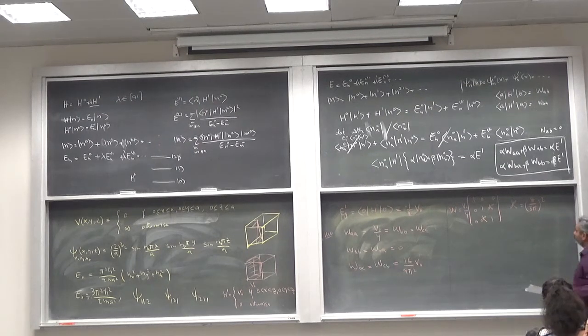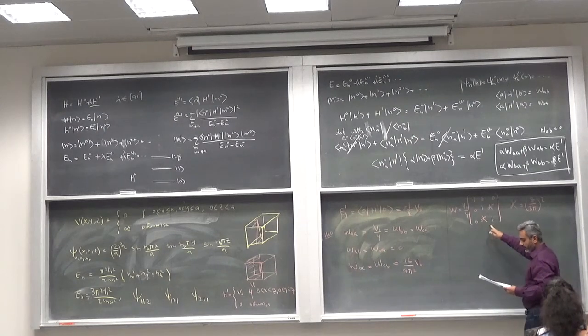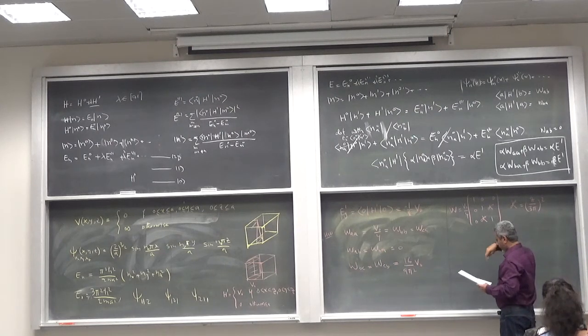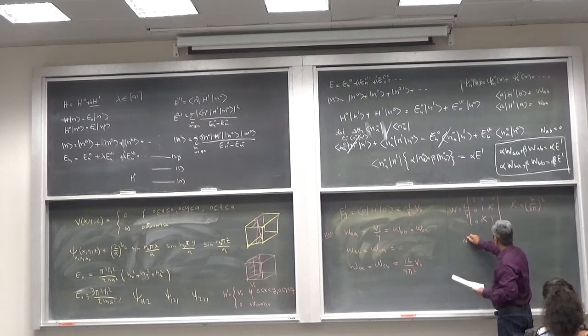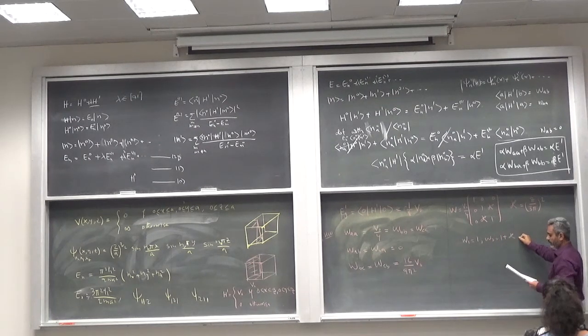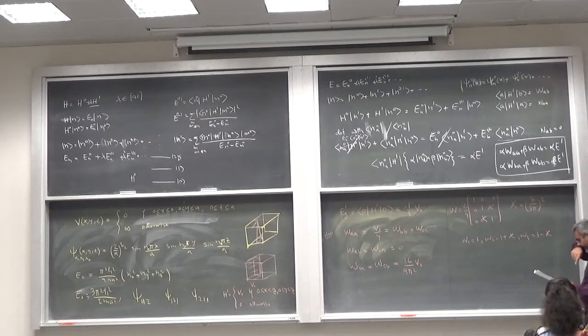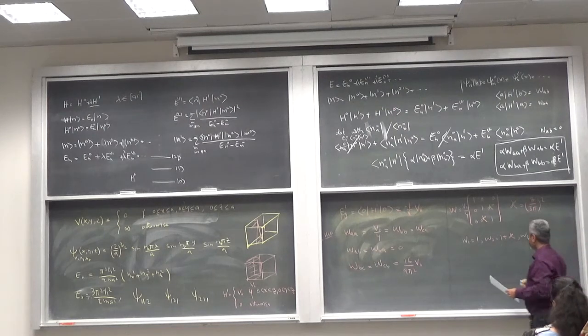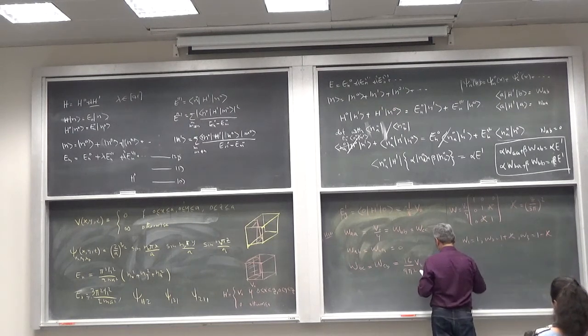And so if you calculate the characteristic equation, it turns out that W1 is 1, W2 is 1 plus kappa, and W3 is 1 minus kappa. So these are the eigenvalues of this matrix. And hence, there are changes in the energy to first order.